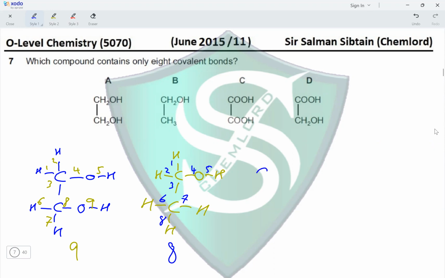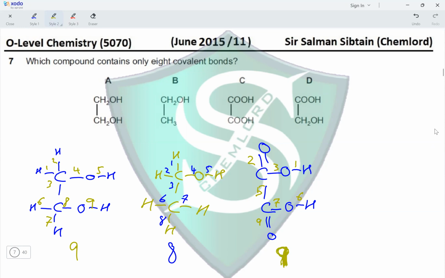Next, we have C double OH. So C double bond O, single bond OH. And then we have C double bond O, single bond OH attached to both the carbon atoms. So the number of bonds would be 2, 3, 4, 5, 6, 7, 8, and 9. So 9 covalent bonds present in this molecule.